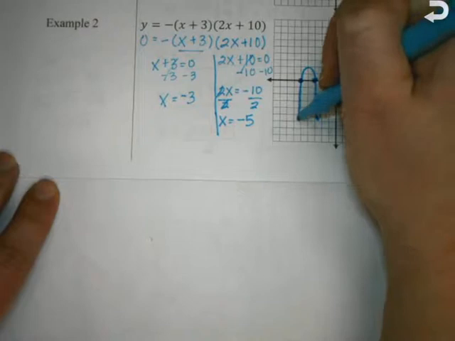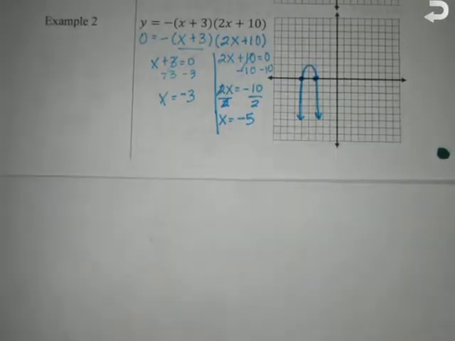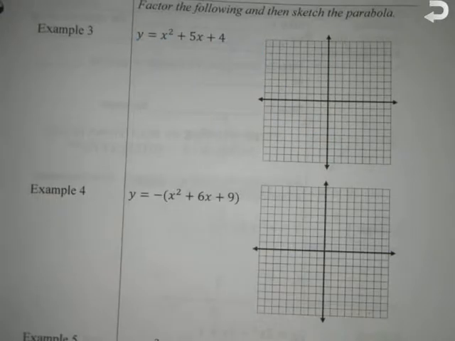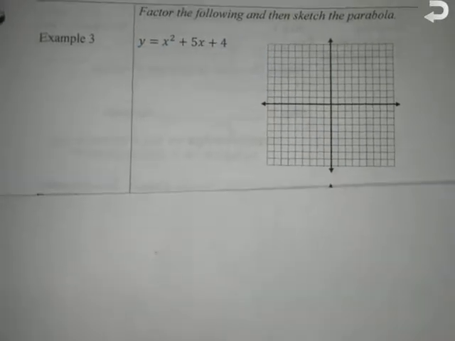Opening downwards. Okay, what now, does that mean? Guys, example 3. Now this one is not factored for us already, so that's our first step, we have to factor.